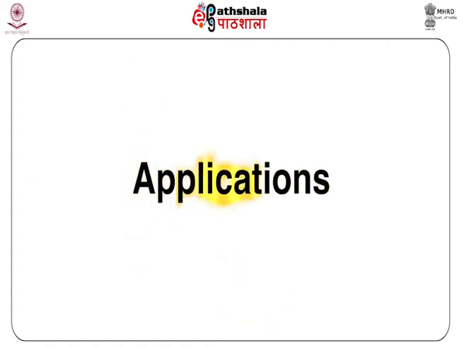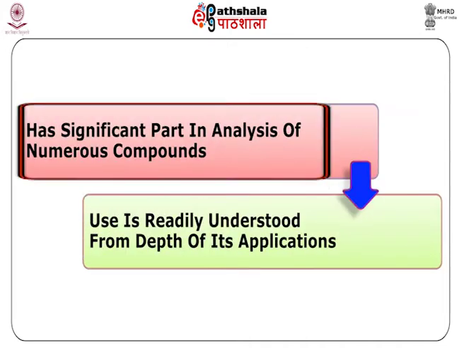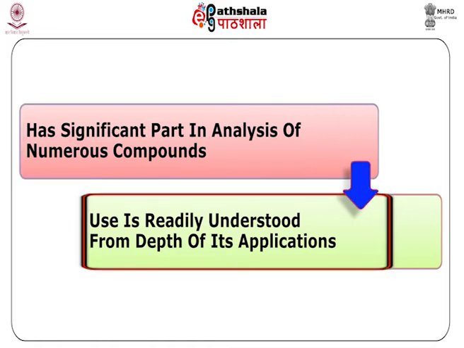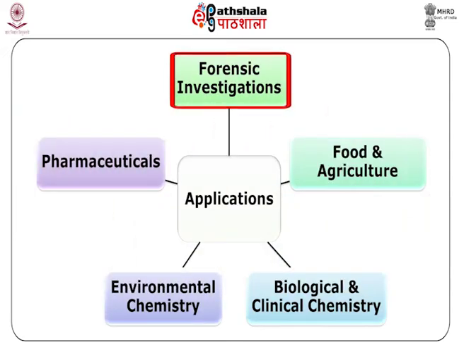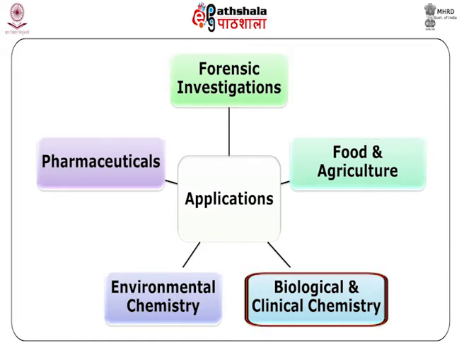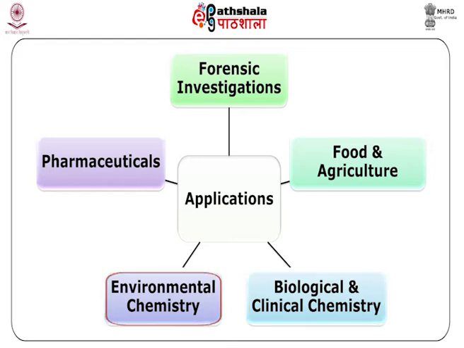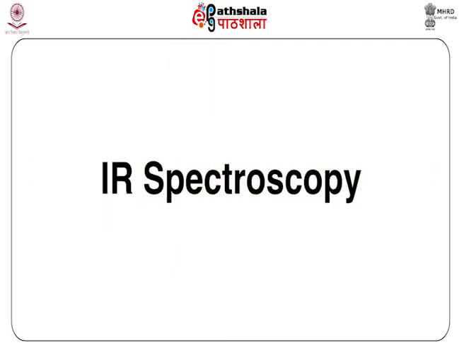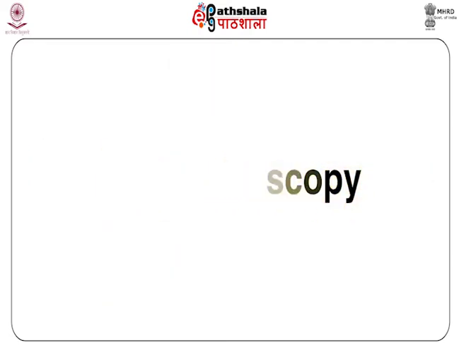Next, we will study the applications. UV visible spectrometer has a significant part in analysis of numerous compounds, metals, etc. Its use is readily understood from the depth of its applications. It is also used in fields of forensic investigations, food and agriculture, biological and clinical chemistry, environmental chemistry, pharmaceuticals, etc.